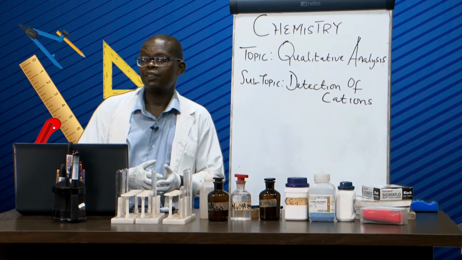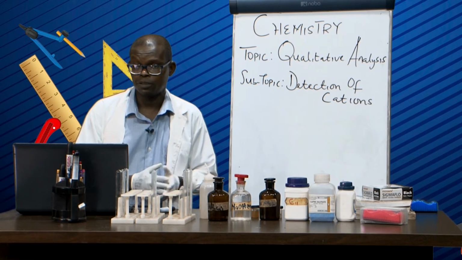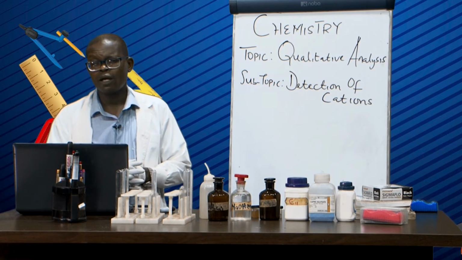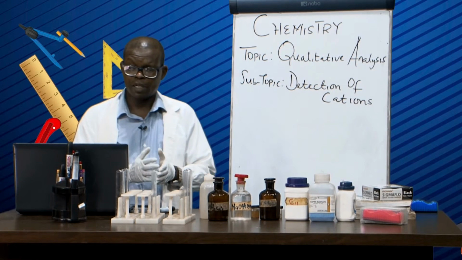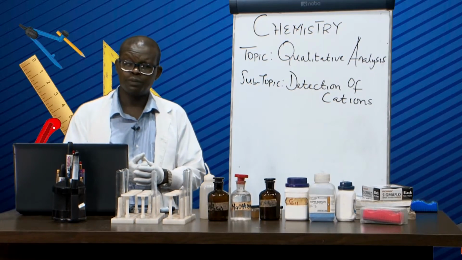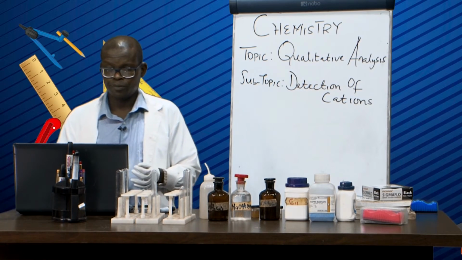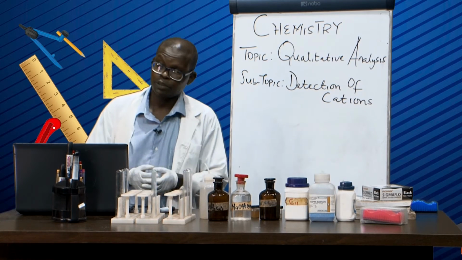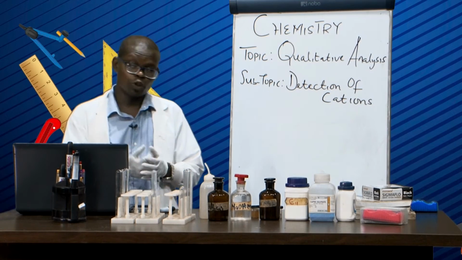Then we looked at the meaning of cations. And we said cations are positive ions. And we gave examples of about 8 of them. And we also looked at the apparatus that we use to carry out qualitative analysis. I believe you still remember. Can you mention some of them? Okay, test tube, boiling tube, we equally have spatula. I showed you all these things in our last class. Hand gloves, laboratory coat, test tube rack, and wash bottle.